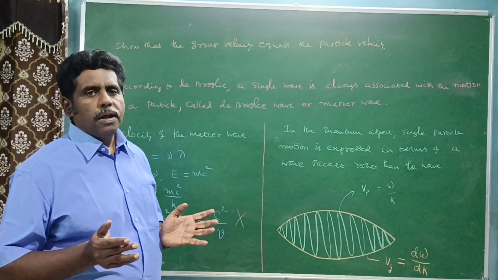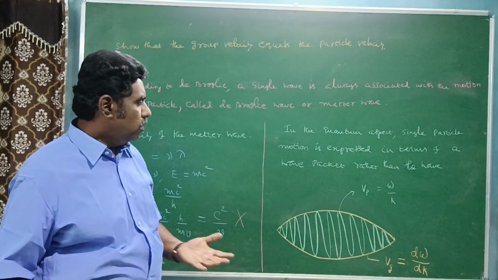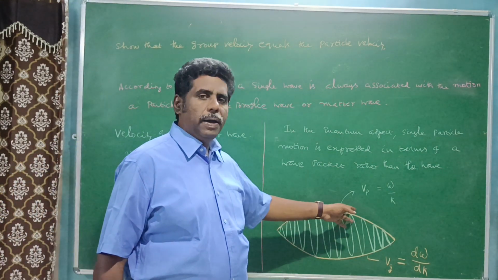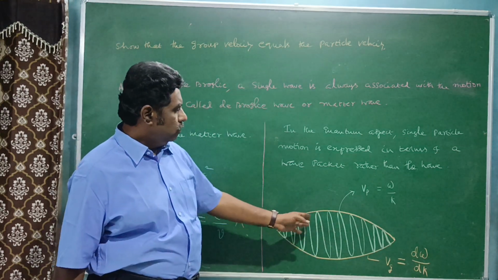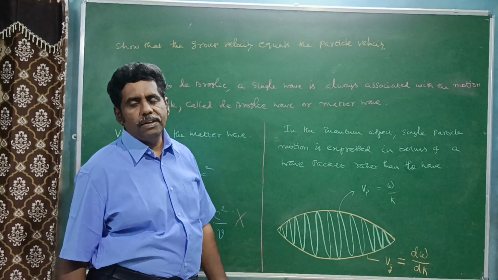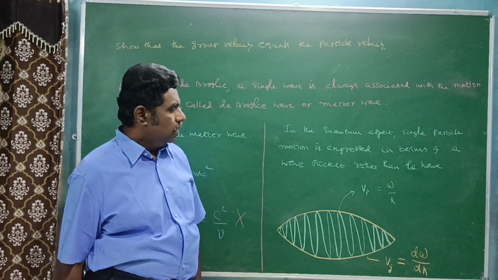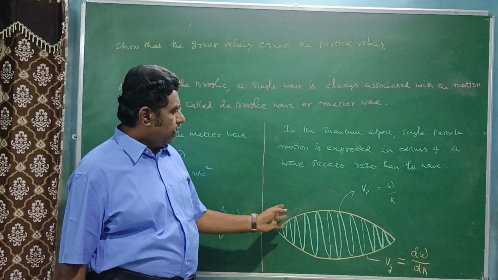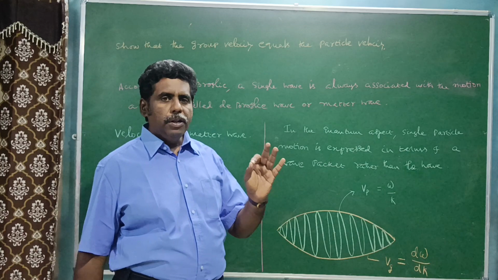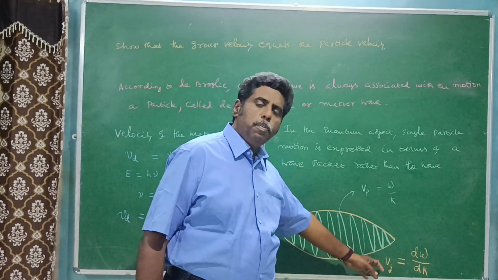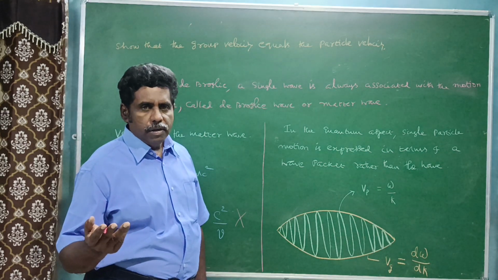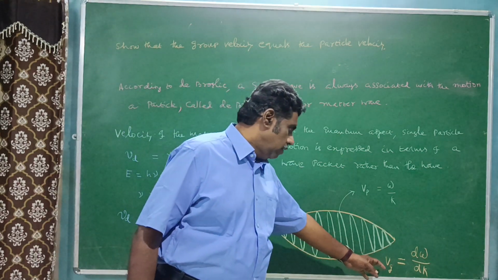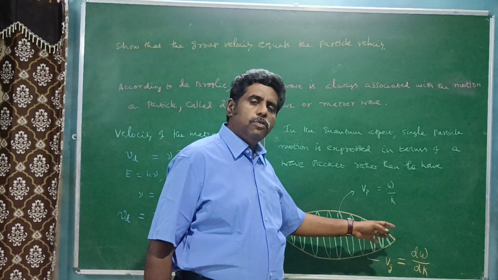Such waves constitute an envelope. Such an envelope is called a wave packet. A wave packet contains a number of waves. These waves produce constructive as well as destructive interference. Finally, the entire wave packet may move with one particular velocity called the group velocity. Therefore, the velocity of the particle is equal to the velocity of the wave packet, that is, the group velocity.